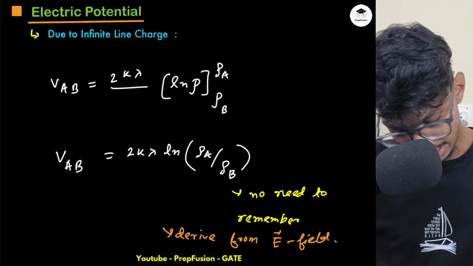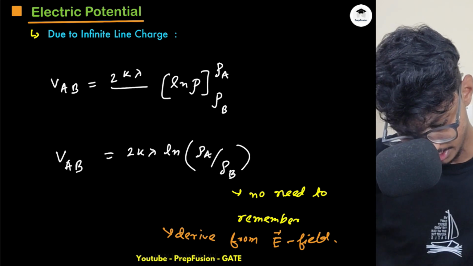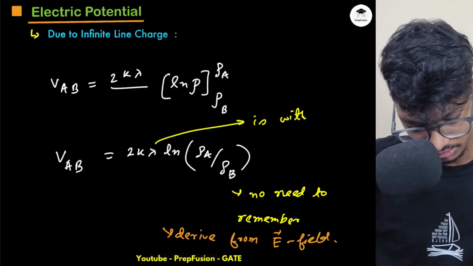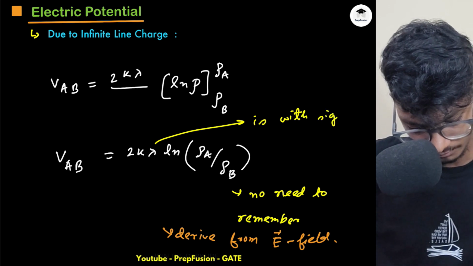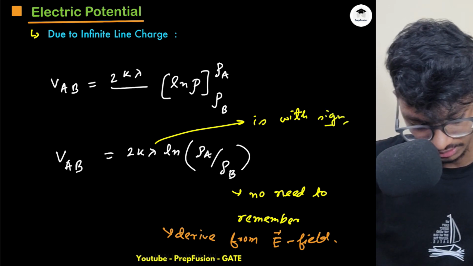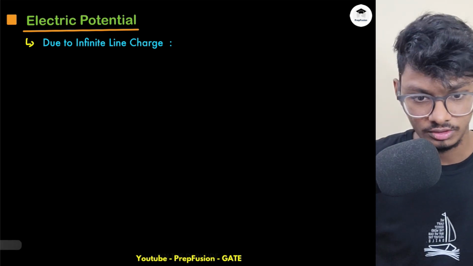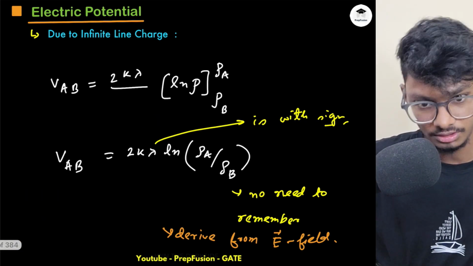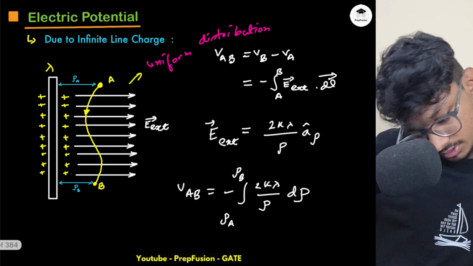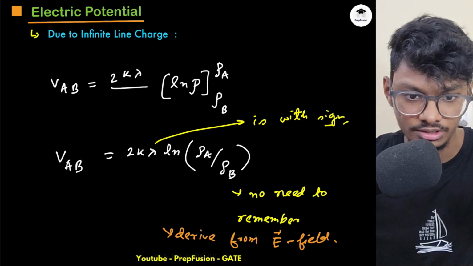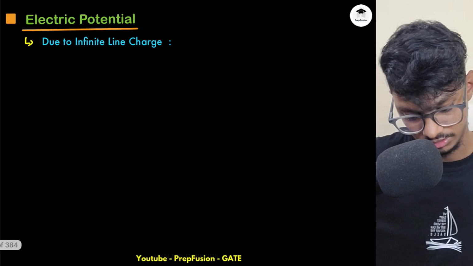But do remember this λ is with sign. Okay, λ is with sign. You have to take care of the charge distributions, right? So now let's move on to the next point. This is the expression. If there is some reference, you can compute with respect to the reference as well, right?